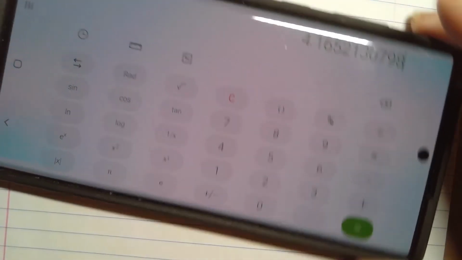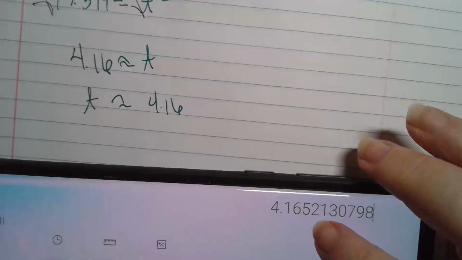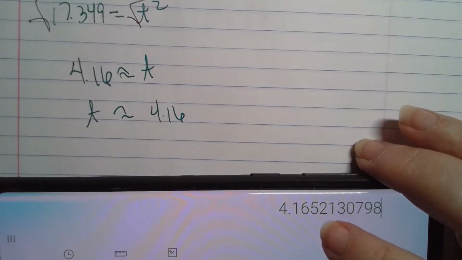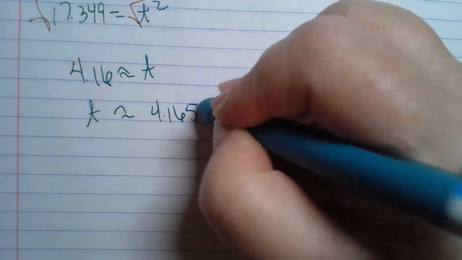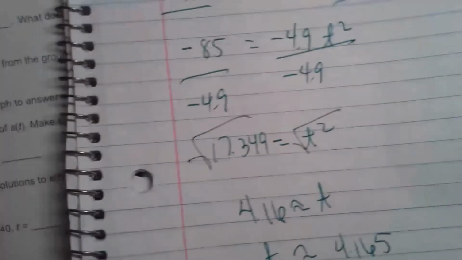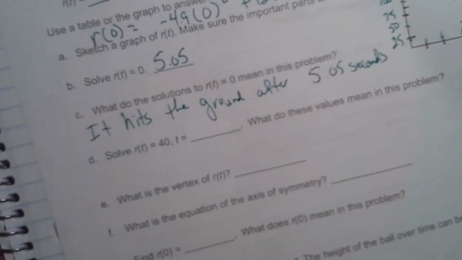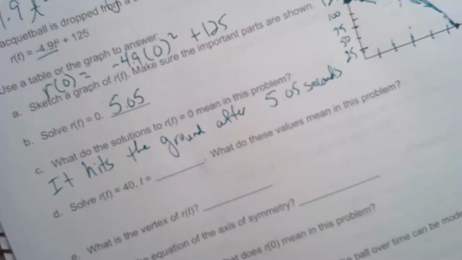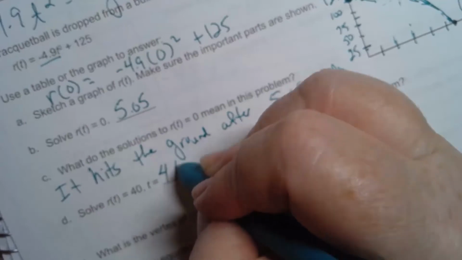17.349 gives us approximately 4.165. So I'm just going to go ahead and add that t is approximately 4.165, because they didn't say how many decimals to round to. So 4.165 is what we're going to record here.